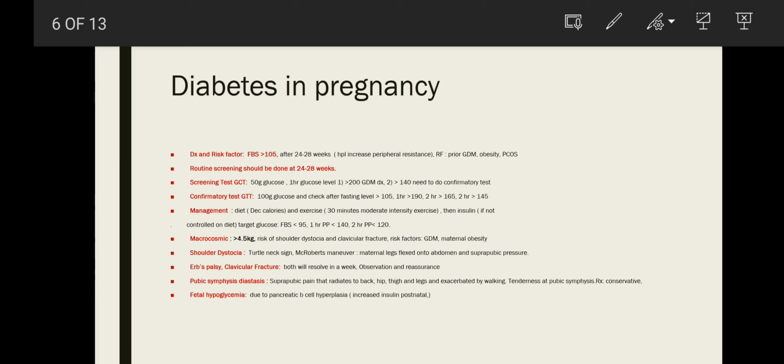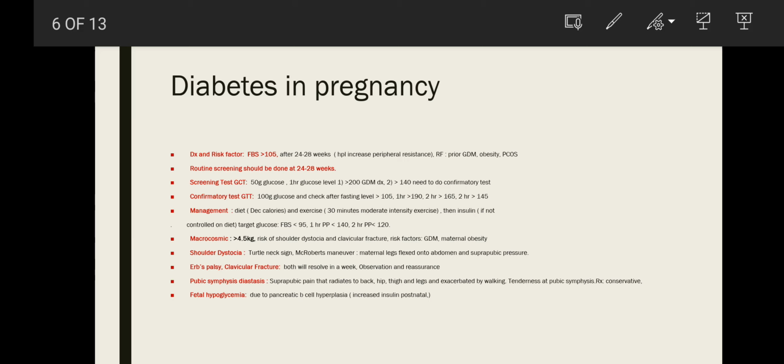So basically there are two tests for the diagnosis. First one is a screening test and second one is a diagnostic test. Screening test is also known as GCT, that is glucose challenge test, and diagnostic test is known as glucose tolerance test. So in the screening test, what we do is we give 50 gram glucose to the mother and check her glucose after 1 hour.